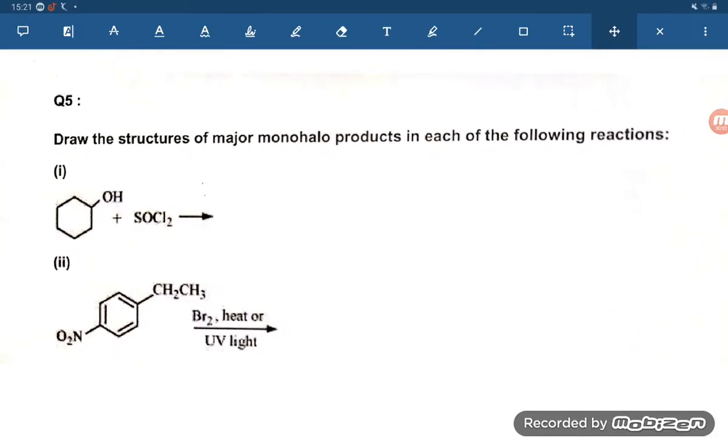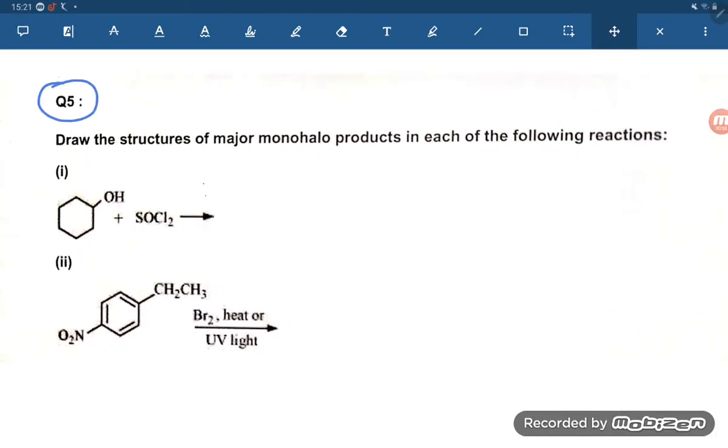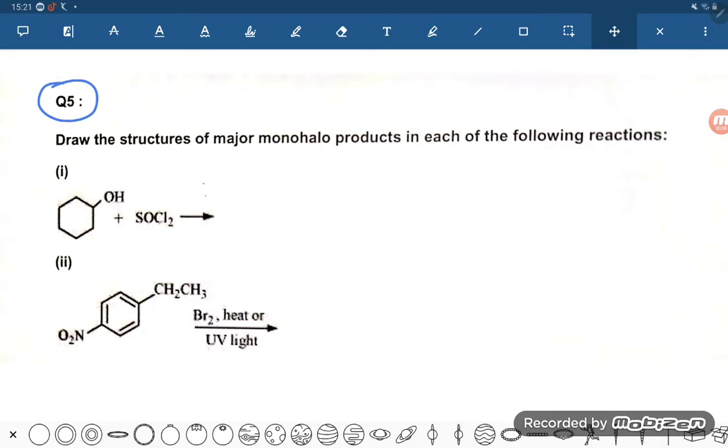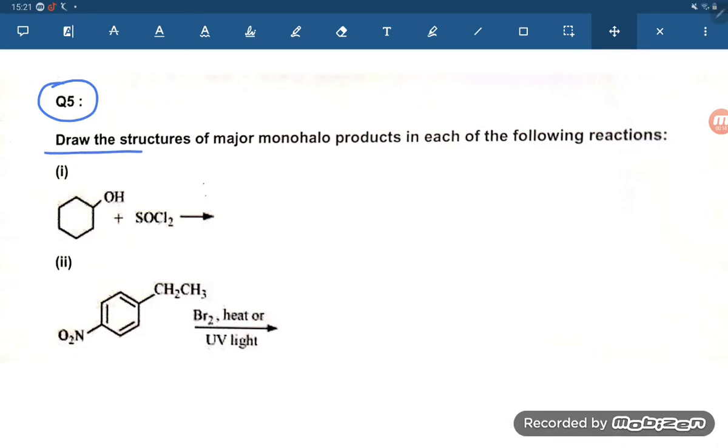Hello students, now let us see problem number 5, the in-text question from haloalkanes and haloarenes. What is the fifth question? They are saying, draw the structure of the major mono halo product in each of the following reactions.